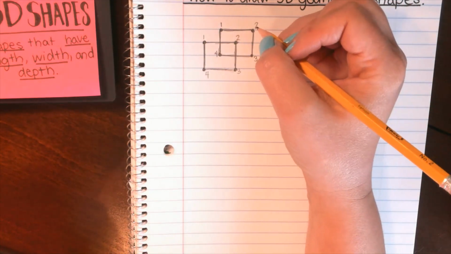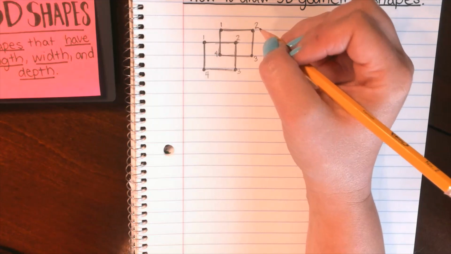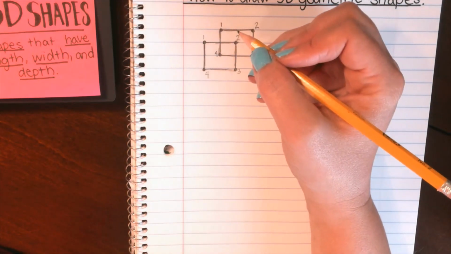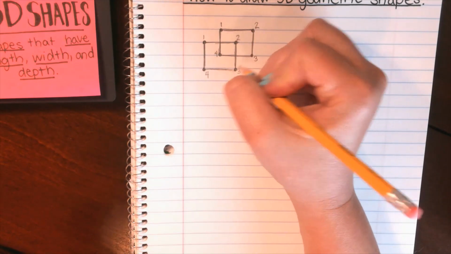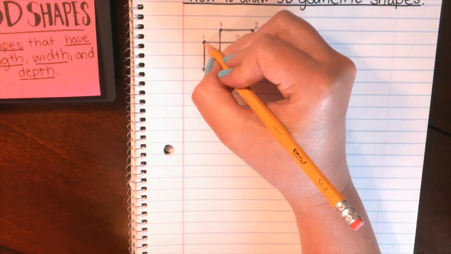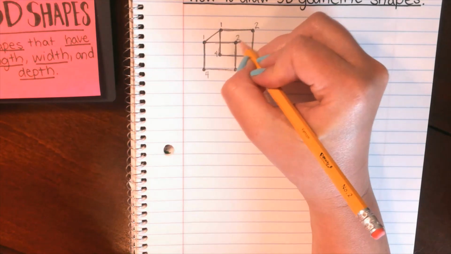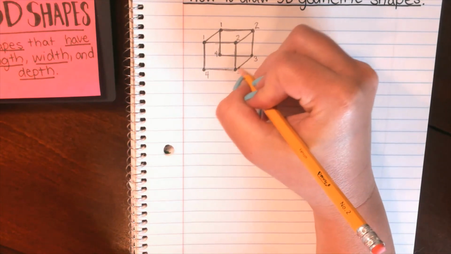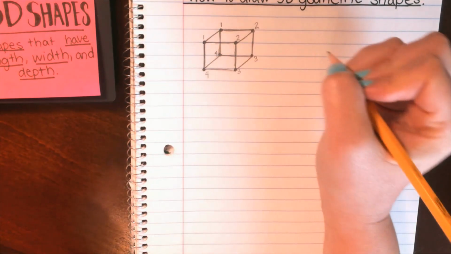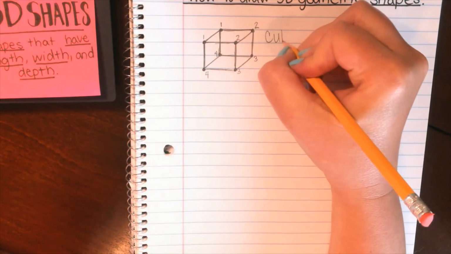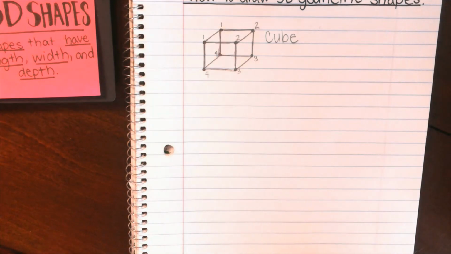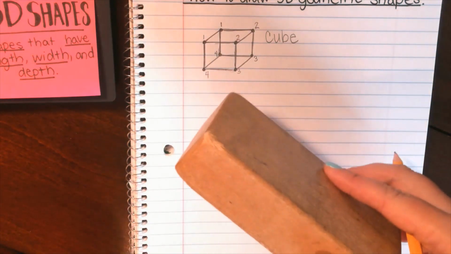Now this is really fun, and this is where your shape kind of comes to life. You want to go in and you want to connect your 1 to 1, 2 to 2, 3 to 3, and 4 to 4. Try to use a very straight line. And make sure you're connecting the correct vertices. And now you have what we call the cube. Good job, everybody. Okay, next we're going to move on to the rectangular prism.